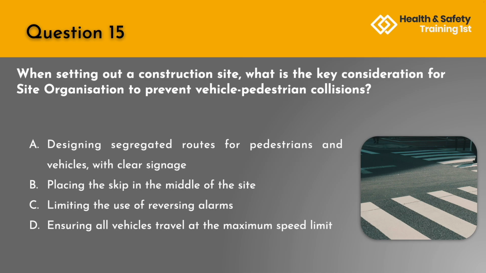A. Designing segregated routes for pedestrians and vehicles with clear signage. B. Placing the skip in the middle of the site. C. Limiting the use of reversing alarms. Or D. Ensuring all vehicles travel at the maximum speed limit.